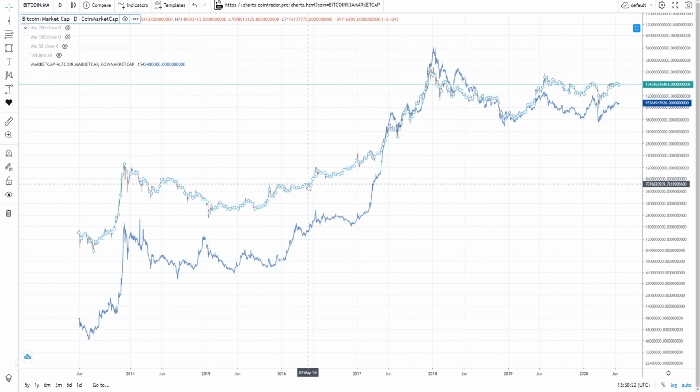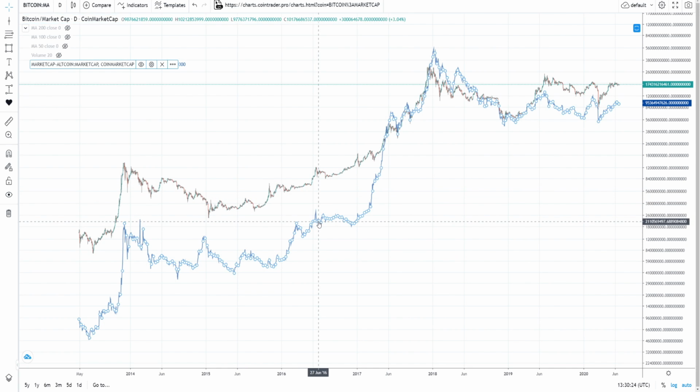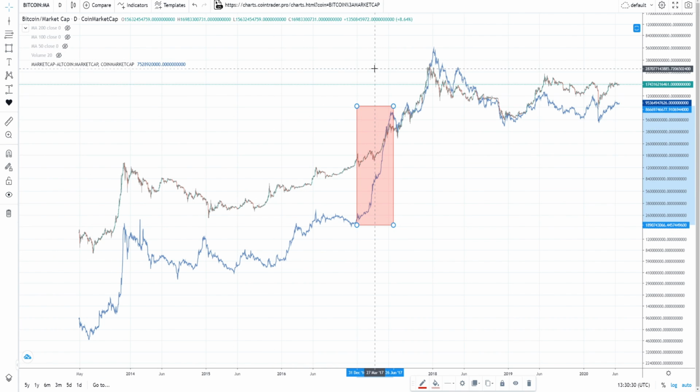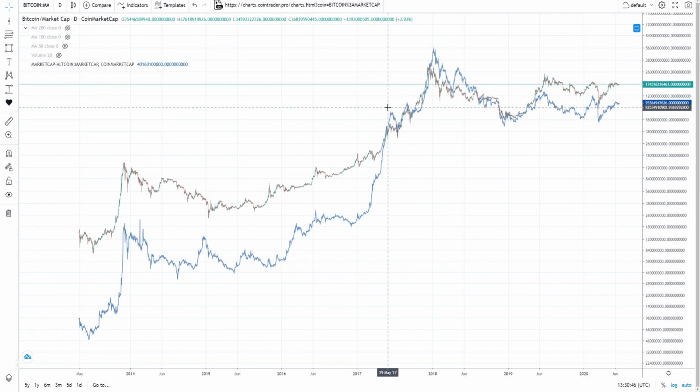Right here I have the Bitcoin total market cap, and right here I have the altcoin total market cap, and we're going to be looking at the alt season that occurred right here. And you can see this was the first time that the total altcoin market cap caught up to the Bitcoin market cap and actually exceeded it. The whole altcoin market as a whole was more valuable than Bitcoin at that time. But that's not really so much important. What we're concerned about is what marked the beginning of this alt season right here.